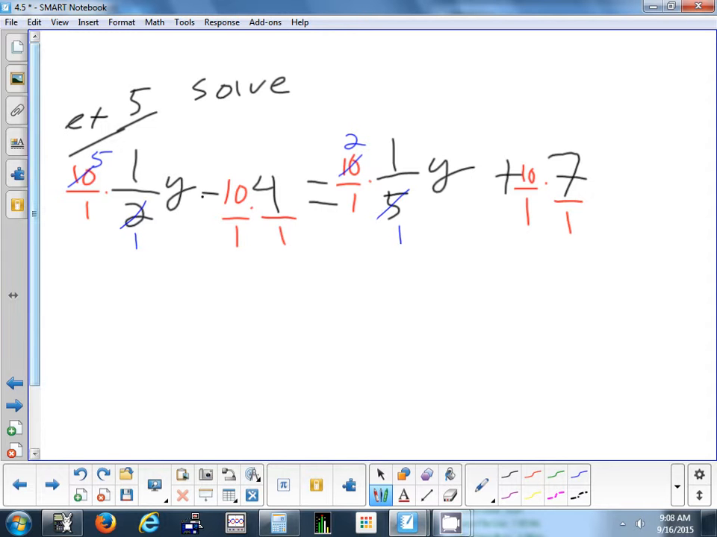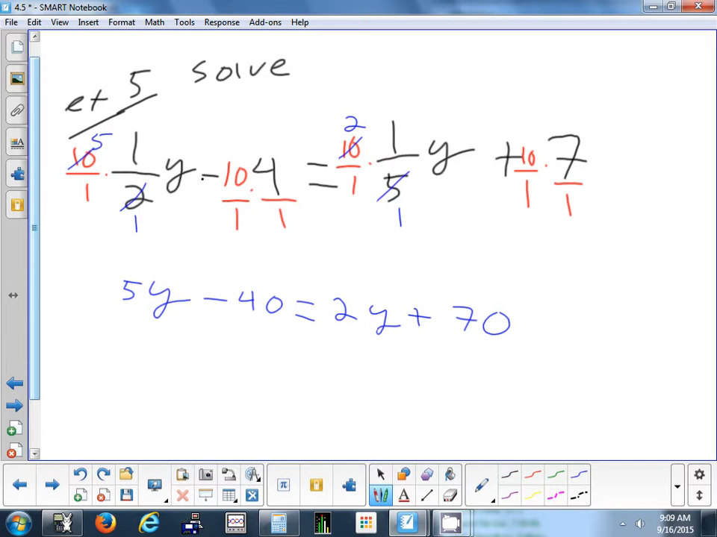All right, we've got 5 times 1 with a y. It's 5y minus, what's 10 times 4? 40. Equals, what's 2 times 1y? 2y. And what's 10 times 7? 70. Okay. Now we just need to get y by itself.